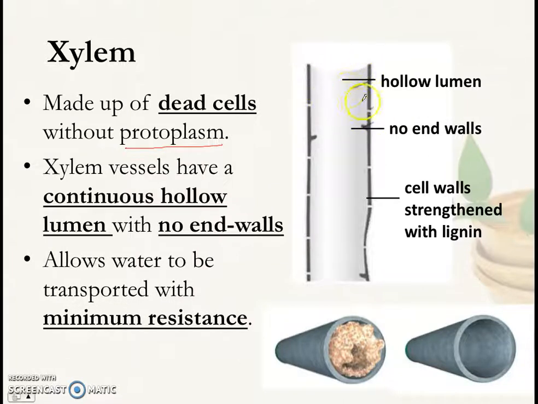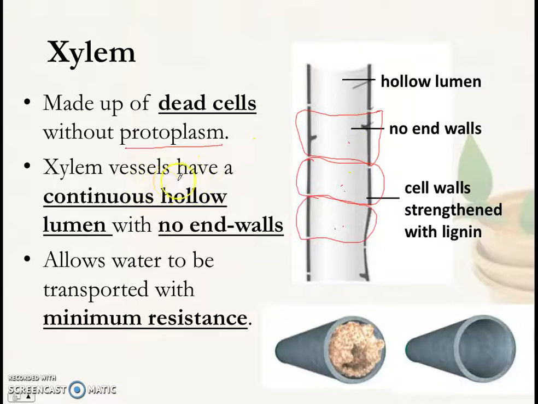What you see is actually many xylem cells. For example, this is one xylem cell here, this is another xylem cell here, and this is another xylem cell here. And each one of them is dead; they do not have protoplasm. Now, when you stack up the xylem cells onto each other, you form a xylem vessel. So xylem vessels are made up of xylem cells which are joined together.